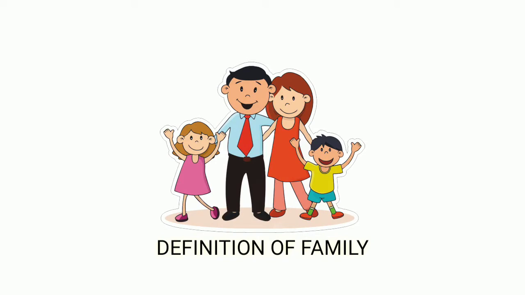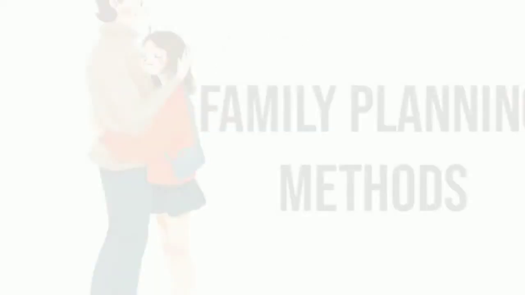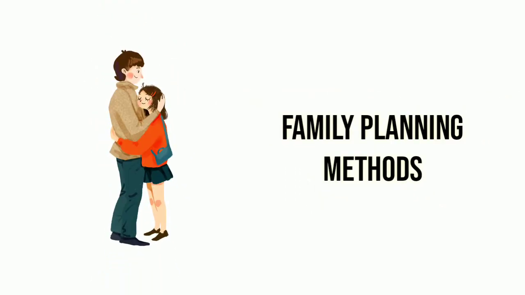Family planning methods. Family refers to two or more individuals who depend on one another for emotional, physical, and financial support. Family planning is to regulate the number and spacing of children in a family through the practice of contraception or other methods of birth control.